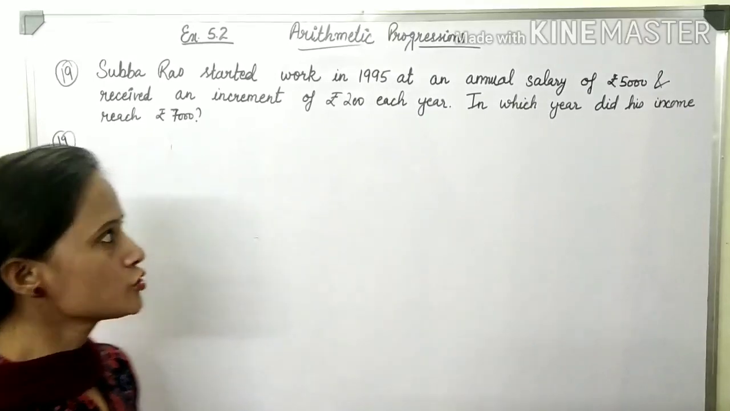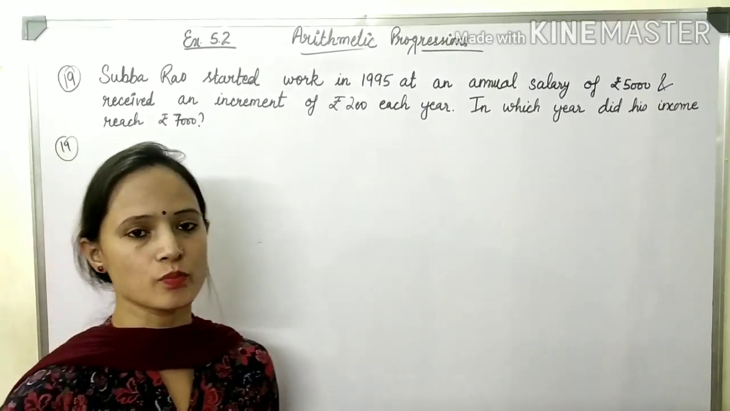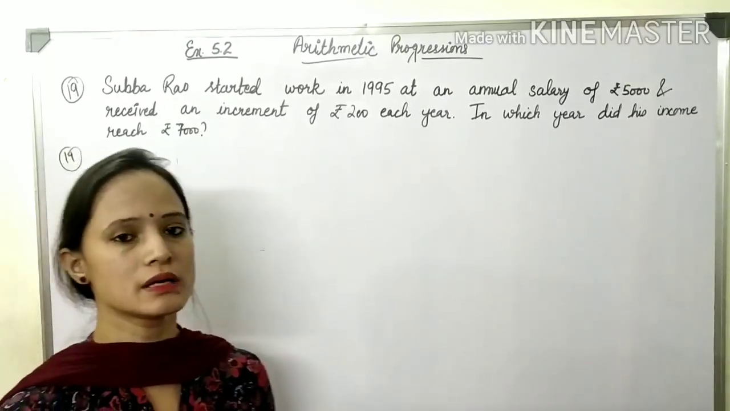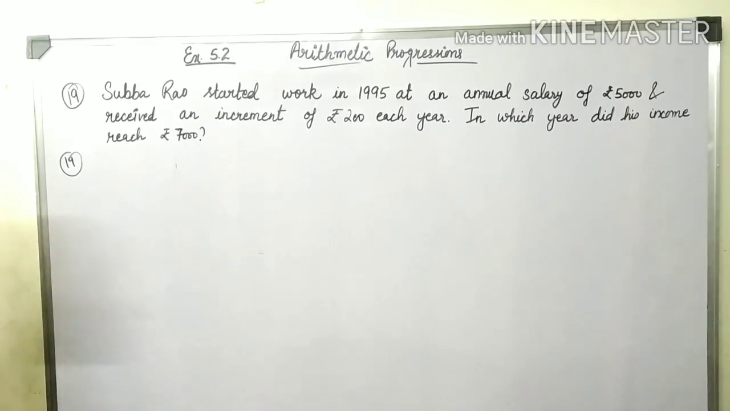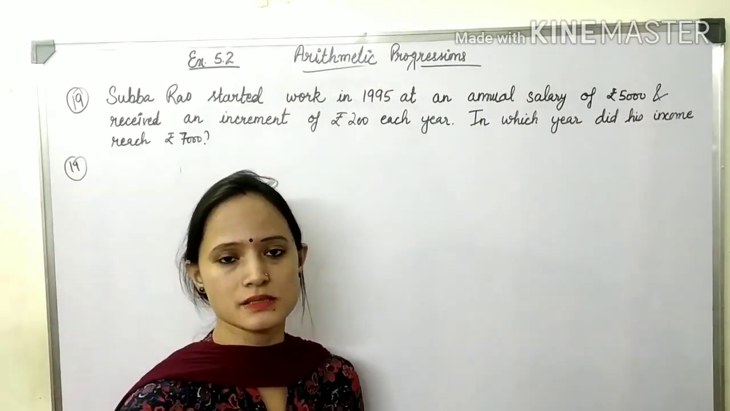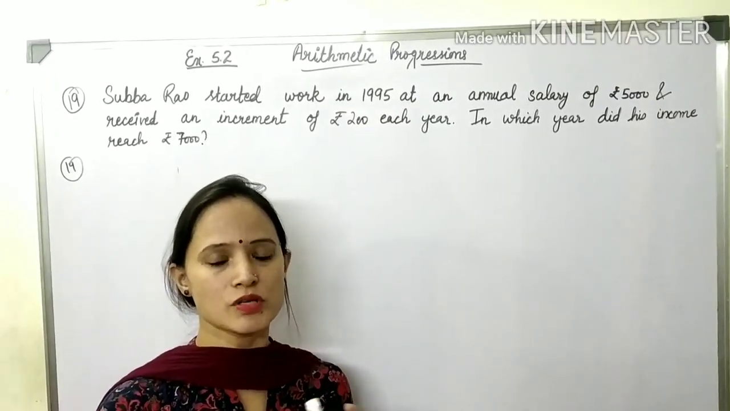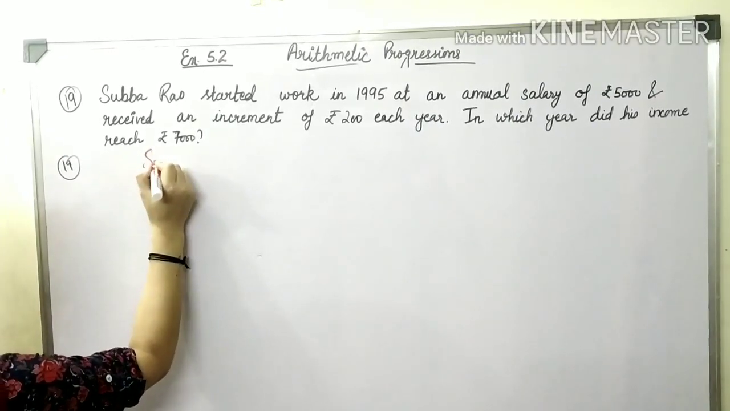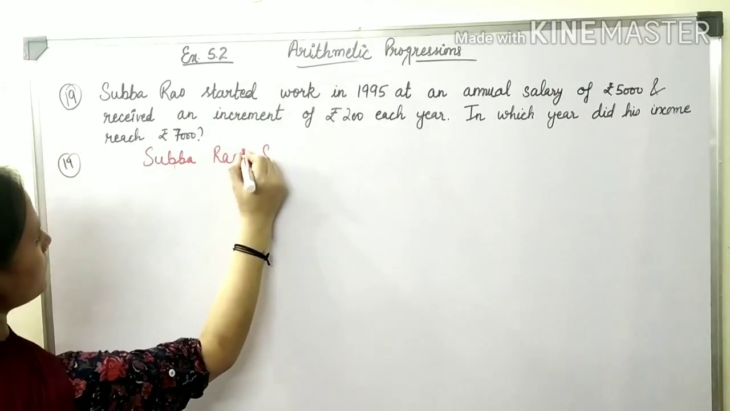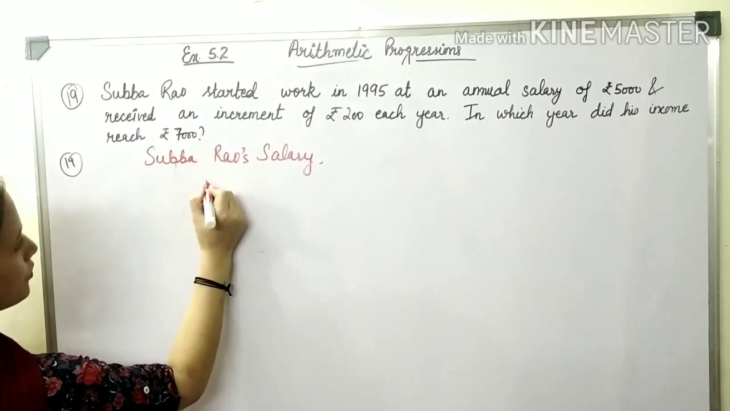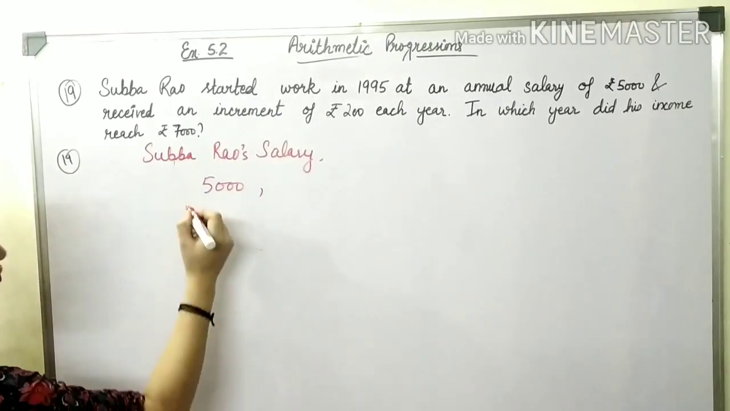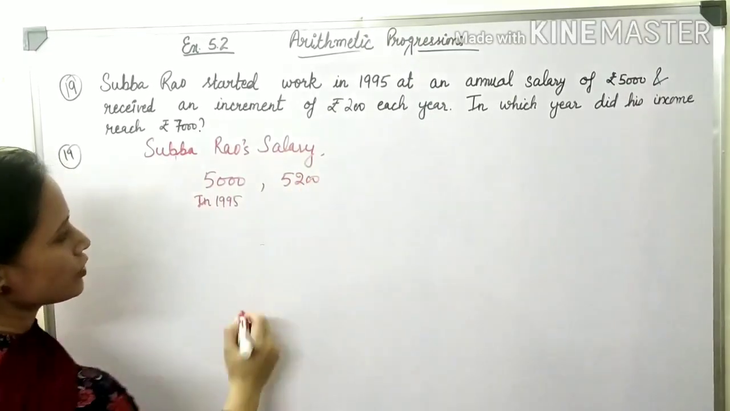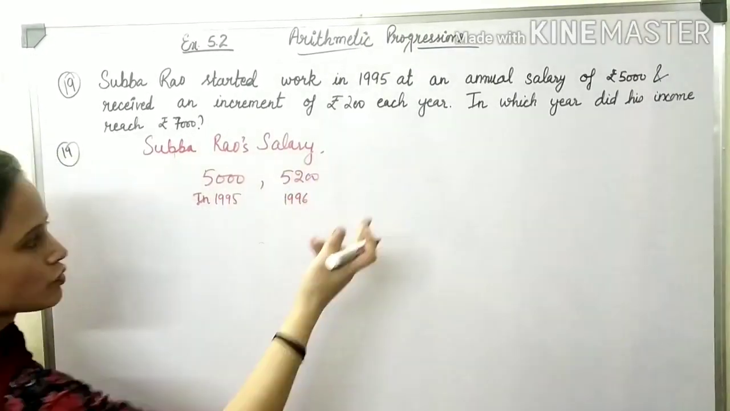Next, question number 19. Subba Rao started work in 1995 at an annual salary of rupees 5,000 and received an increment of rupees 200 each year. So we have to find in which year did his income reach rupees 7,000. So we can see that in this case, this is the case of an AP, as in the beginning his salary was 5,000 and he got an increment of rupees 200 each year. So we can just write the AP of Subba Rao's salary. In the beginning he got salary 5,000 in the first year, that is in year 1995. And in the next year he got an increment of 200. That means in 1996 his salary was 5,200.